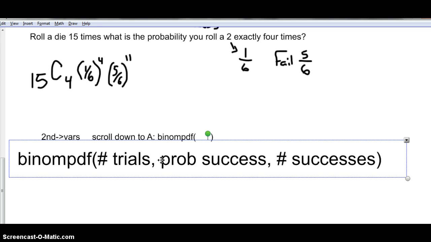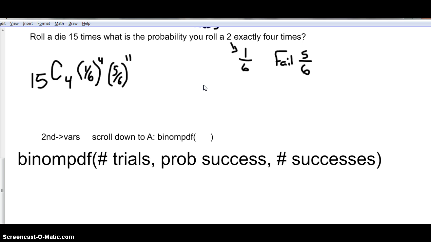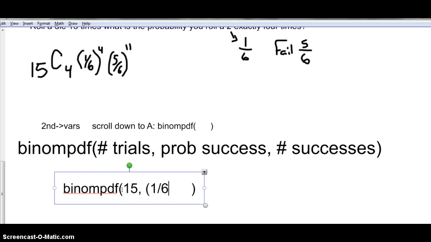So for our situation up above, and make sure you write this down, it's very important, you will use this a lot. You probably won't use this formula up here very much anymore. The number of trials is 15, so we're going to enter into our calculator 15, comma, probability of success is 1 over 6. Put it in parentheses just to be sure, and the number of successes is 4. The comma, again, is right above the 7. You'll need to separate each of these with a comma.